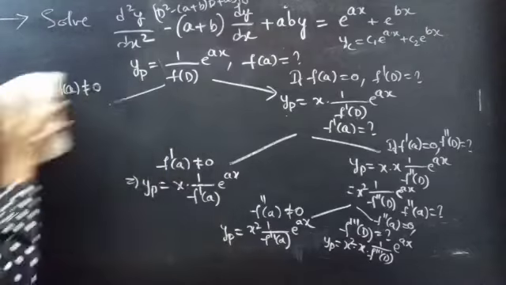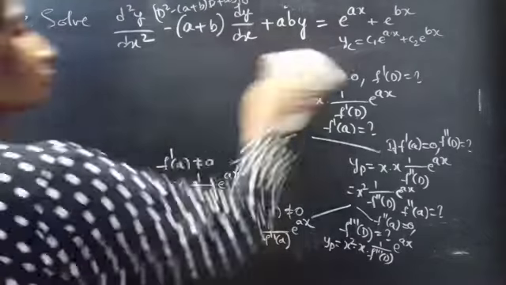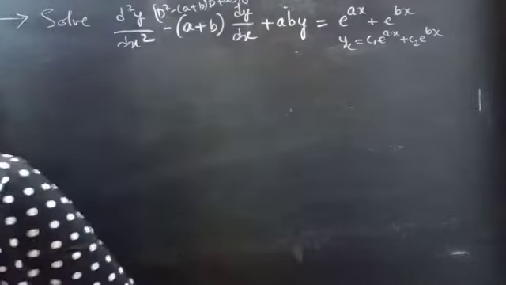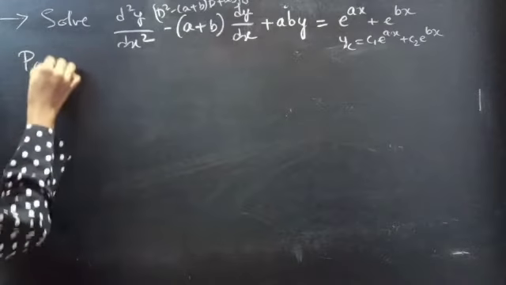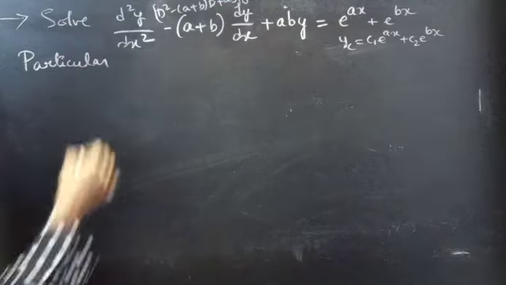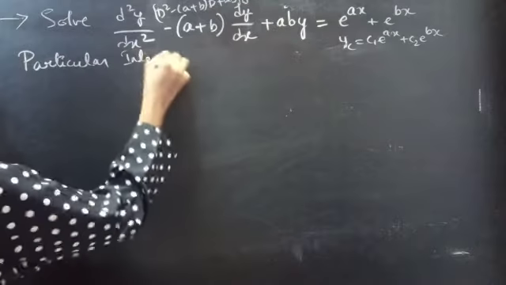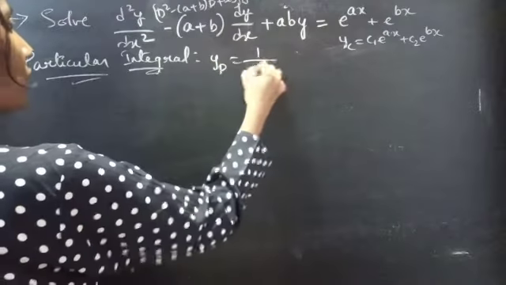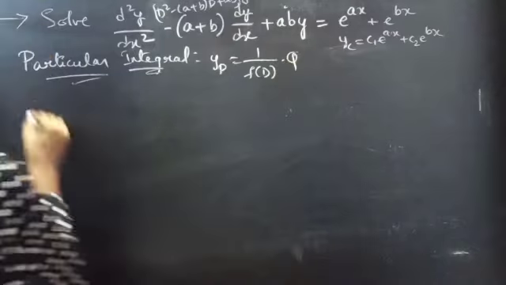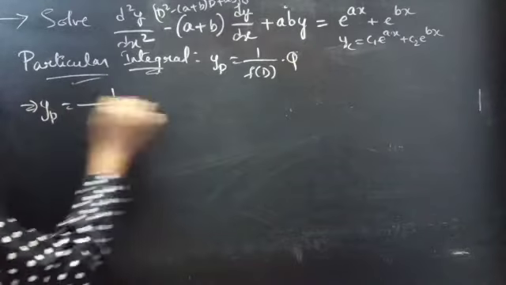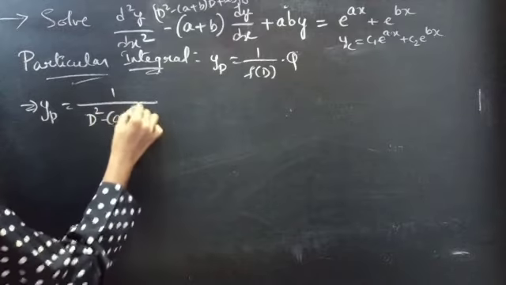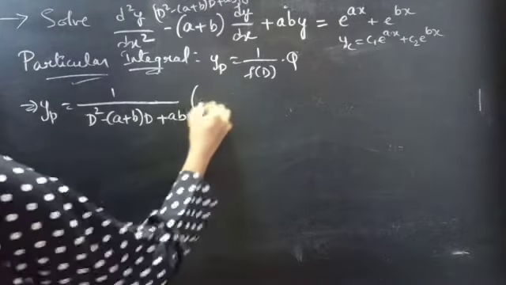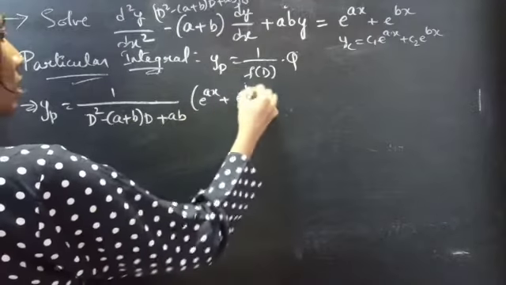So let's see in the problem. We are going to find particular integral now. Yp equals to 1 by f of D into Q, right? Then yp equals to, we have f of D, D square minus of a plus b into D plus ab, for Q, e power ax plus e power bx.